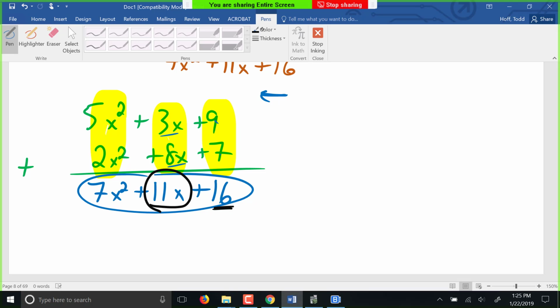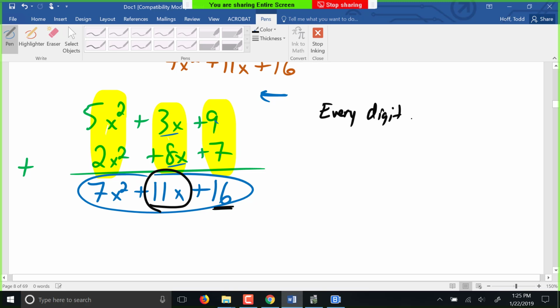The other big difference between our whole numbers, or actually our integers, and the algebraic numbers is our negatives. With an integer, either every digit is positive or every digit is negative.